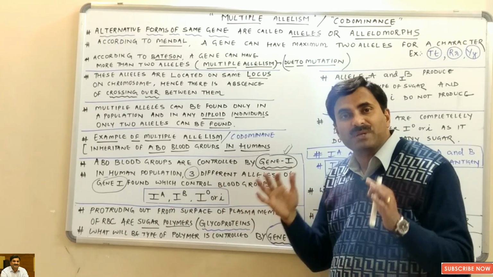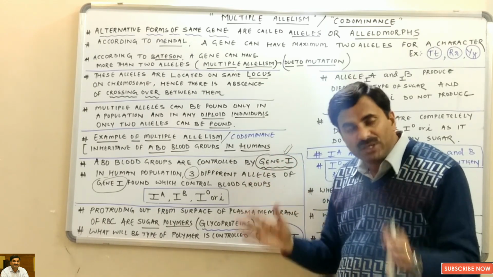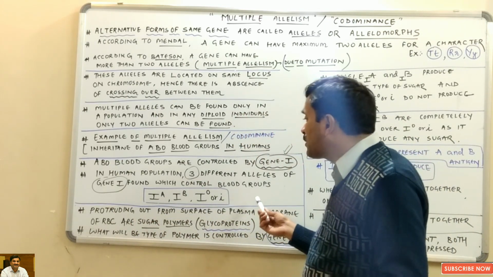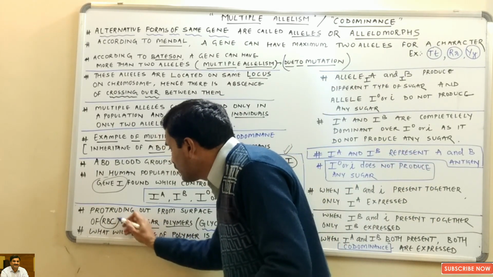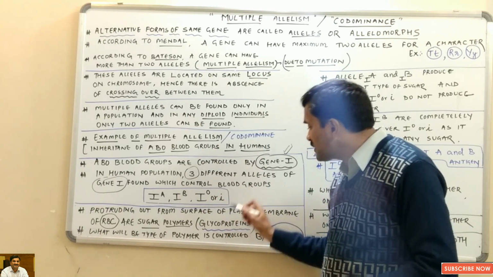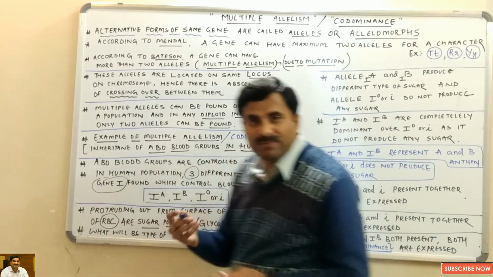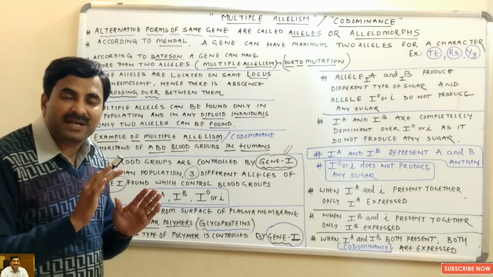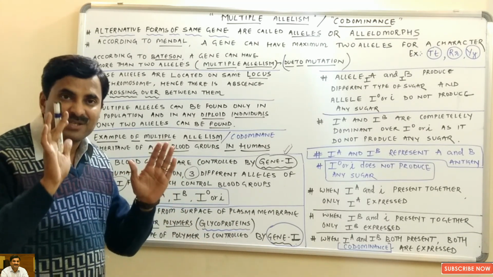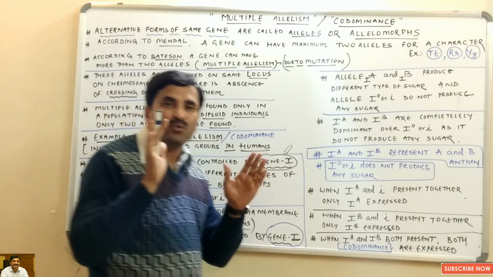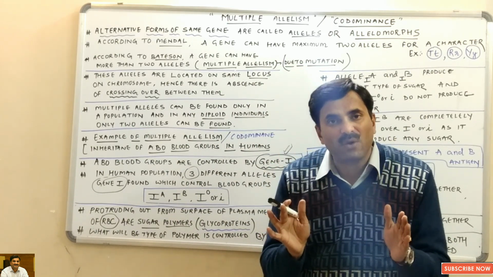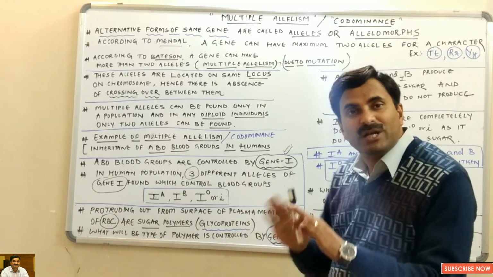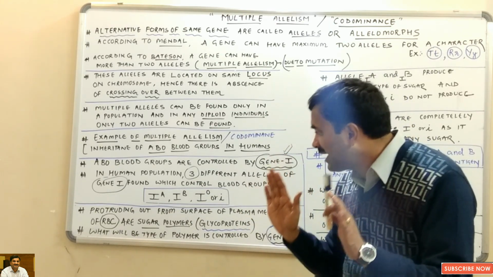These antigens are glycoproteins which are present on the surface of the RBC. That's why I have written: protruding out from the surface of the plasma membrane of the RBC are sugar polymers. These sugar polymers can be called glycoproteins. Don't be confused at all. These glycoproteins are nothing but the antigen A and the antigen B. So in books it is written that protruding from the surface of the plasma membrane of the RBC are sugar polymers, called glycoproteins, and these are the antigen A and the antigen B.